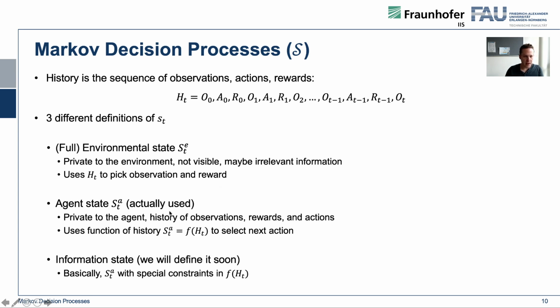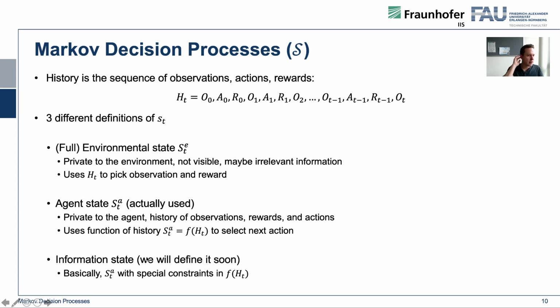Or we can define it as the agent state, which is something that's actually used in practice. This is something that is private to the agent. It's just the history of observations, rewards, and actions. And what we usually do is define our state representation that we use for our Markov decision process through some function over the history. So this is what we get from our environment interface, and what we actually use to define our state is some function over this, which could be just the concatenation of this.